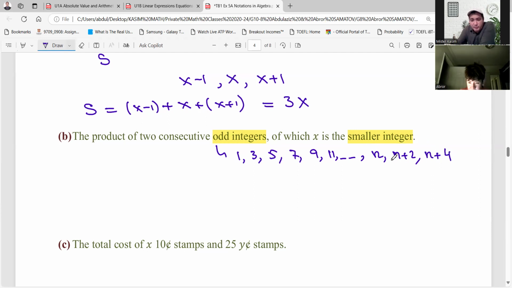Because you're adding 2 to the previous number, right? What is n plus 2? Ah, n plus 4, right? So the next one will be n plus 6, right?